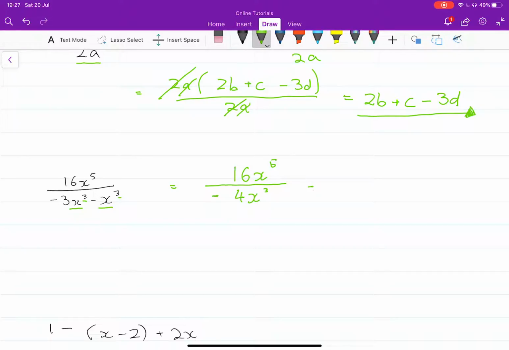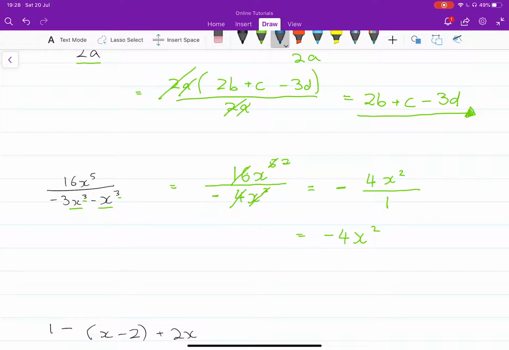Okay, I'm going to pull that minus there, and then we have 16 divided by 4, which is equal to 4 at the top. Okay, so now these are gone, and then 3 x's cancel with 3 of those, which leaves us with x squared at the top. We have 1 at the bottom. So the final answer is minus 4x squared.